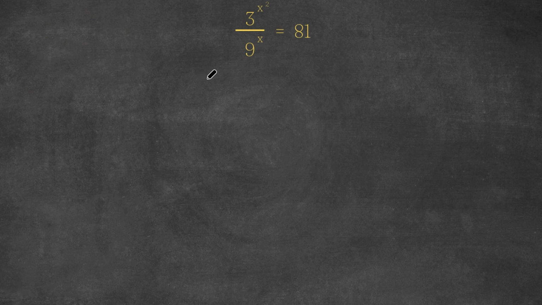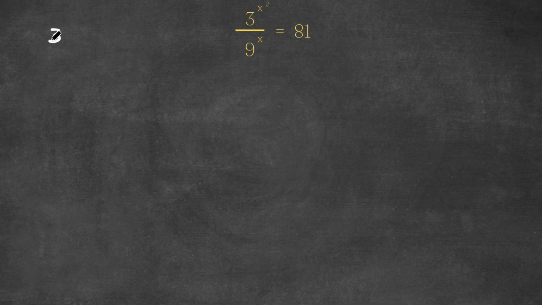In today's video, I'm going to be teaching you guys how to solve this exponential equation. So we have 3 to the power of x squared divided by 9 to the power of x is equal to 81. Now, I'm actually going to rewrite this 9 here as 3 squared, and I'm going to rewrite this 81 as 3 to the power of 4.